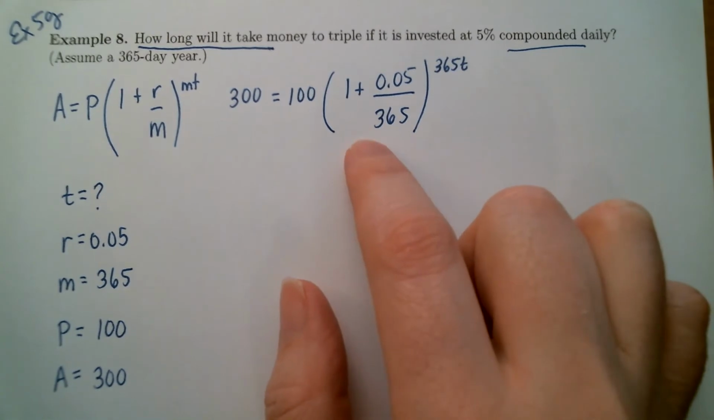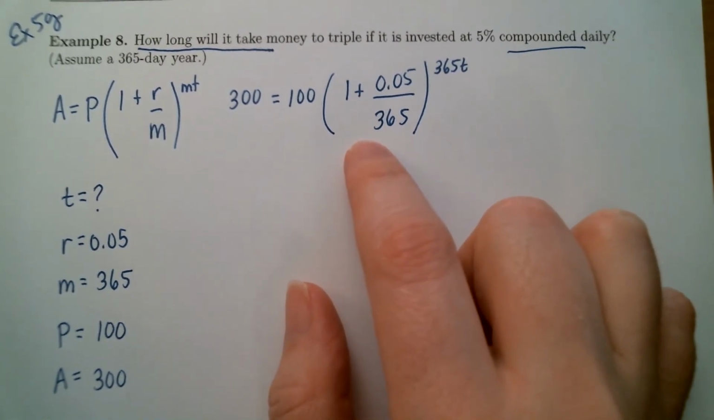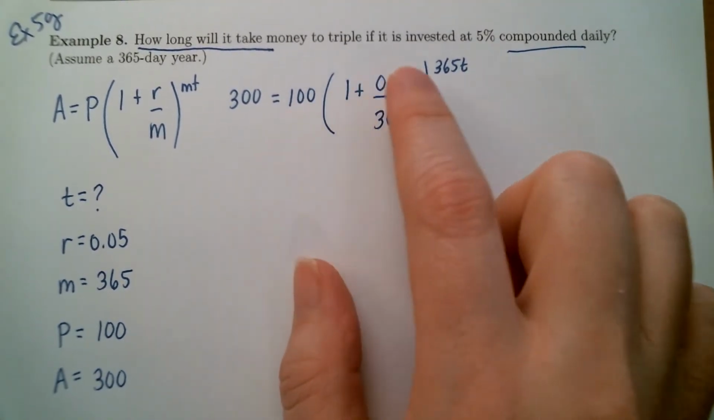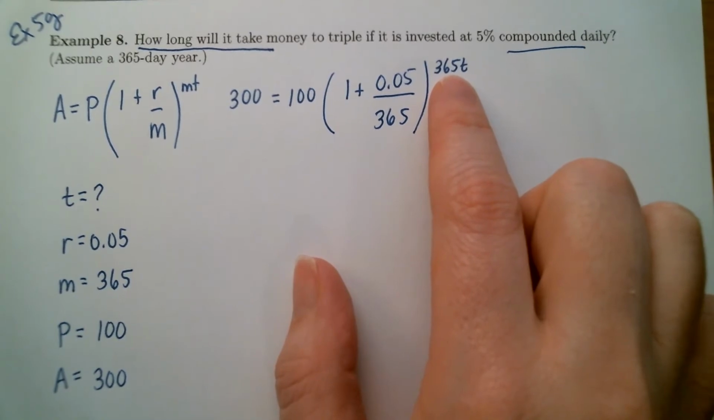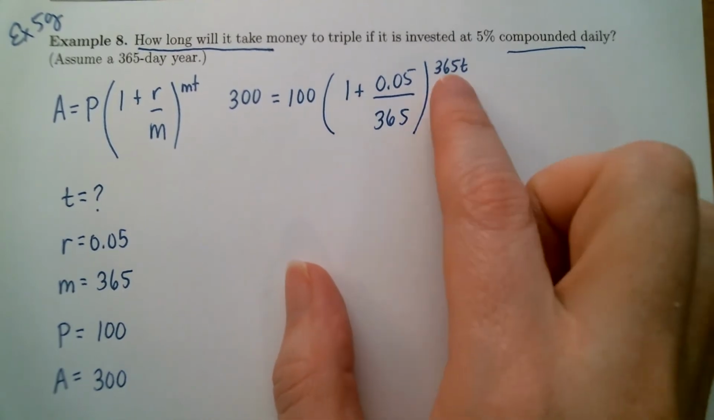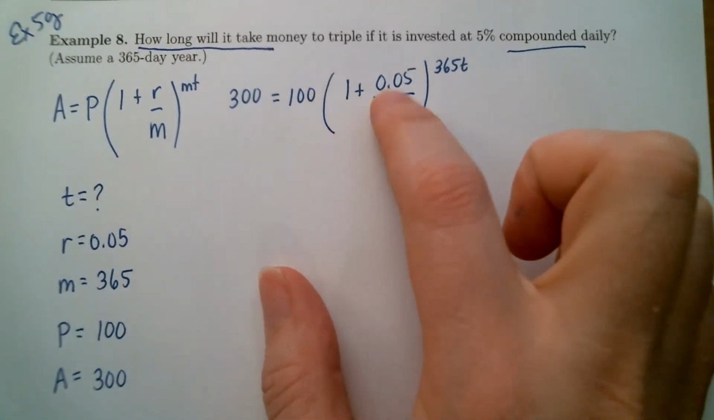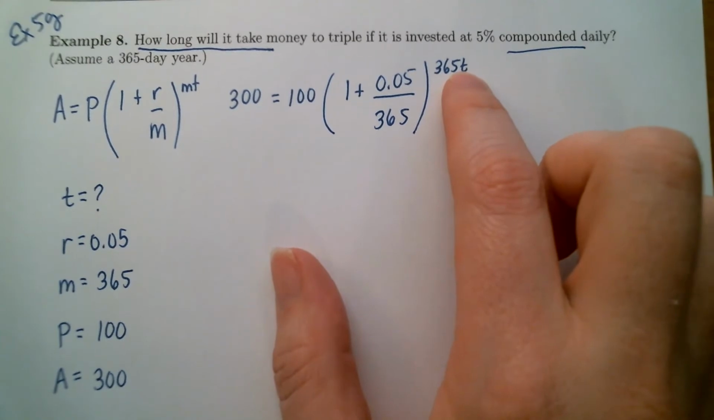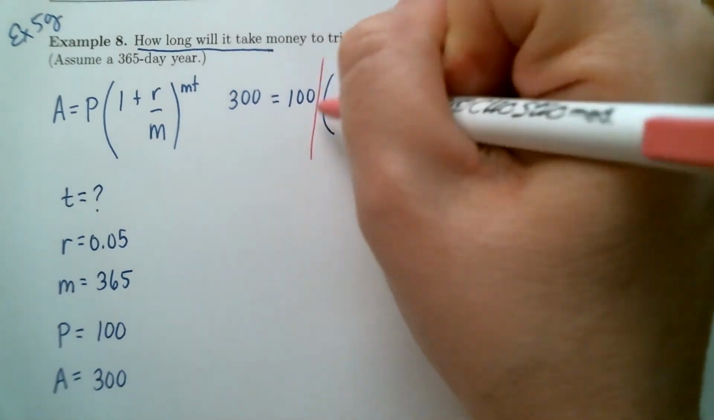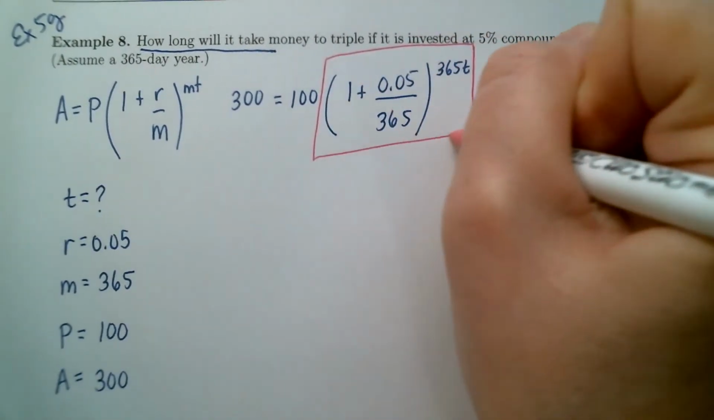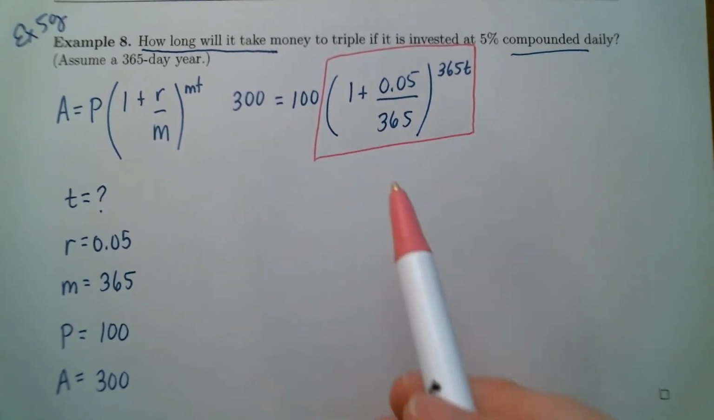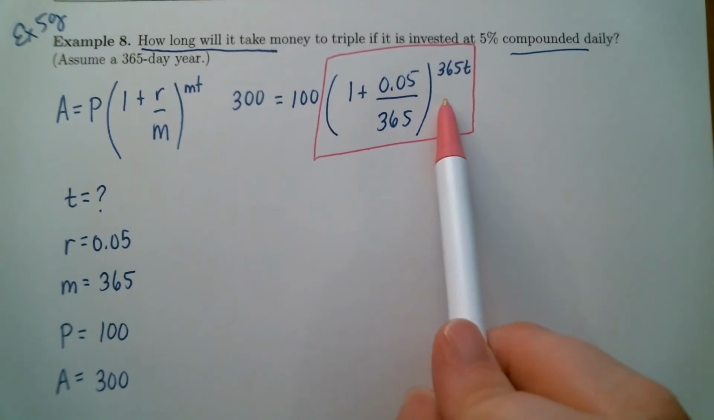So like I said, the first thing you're going to want to do is isolate the thing that has the variable. Notice, this 100 is not raised to the 365t. It's not in parentheses. Only this quantity that's in parentheses is raised to this power. This stuff is attached to this power. You can't separate the two. So our first goal is going to be to isolate this part, because that's the part that contains the t, and we can't separate any of this yet.